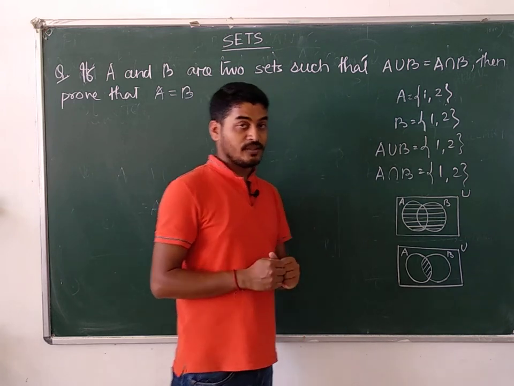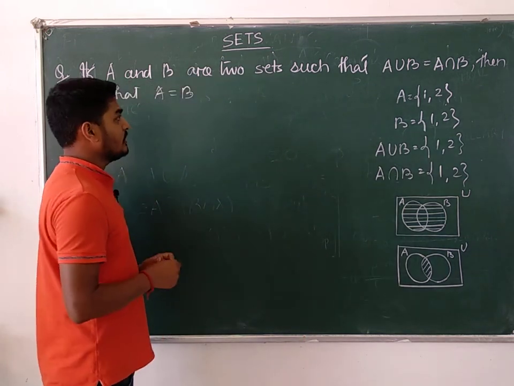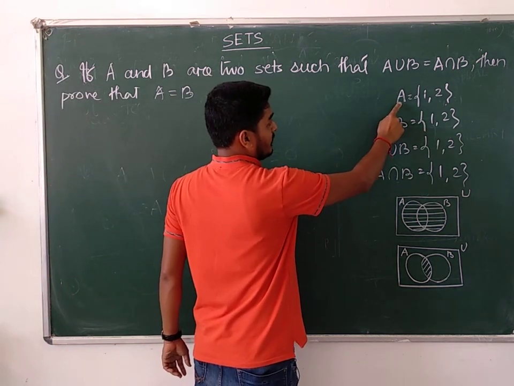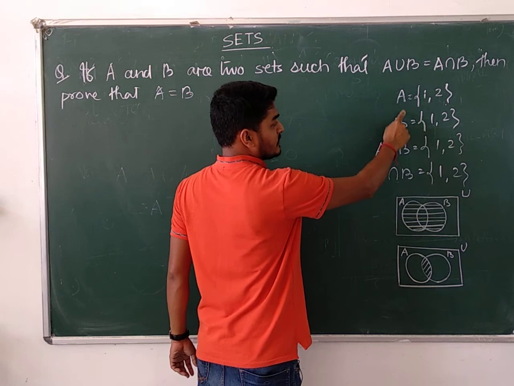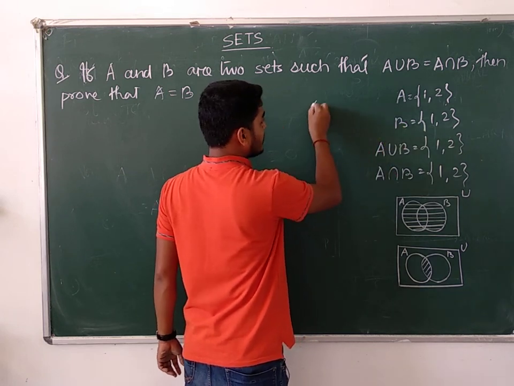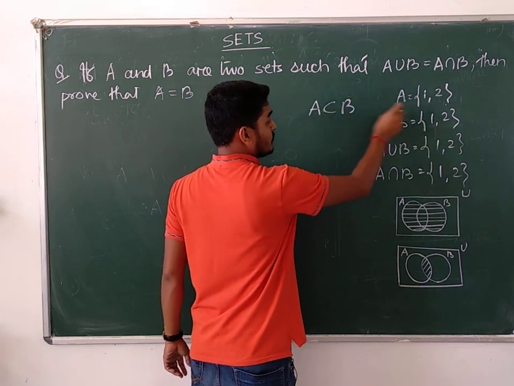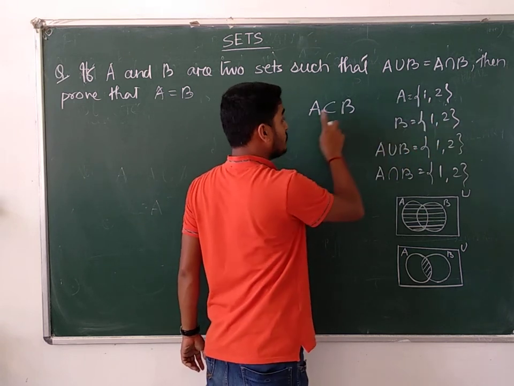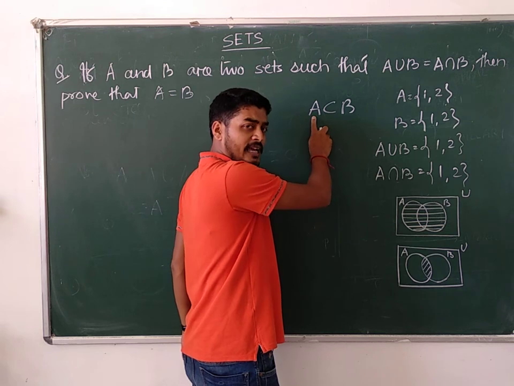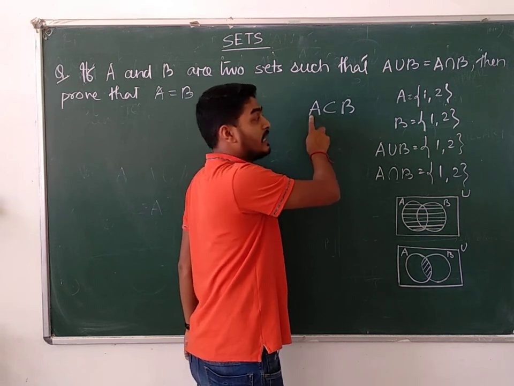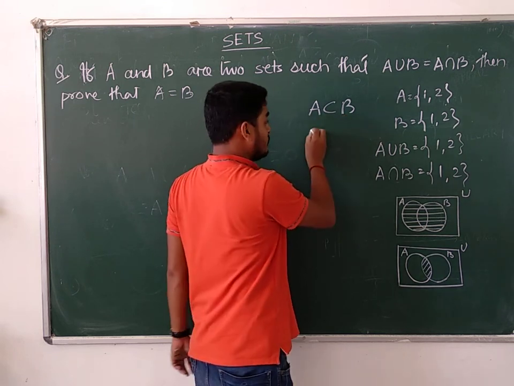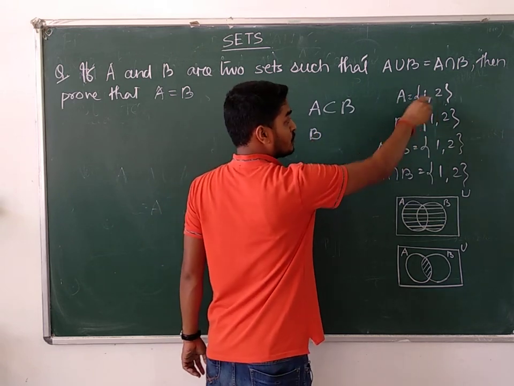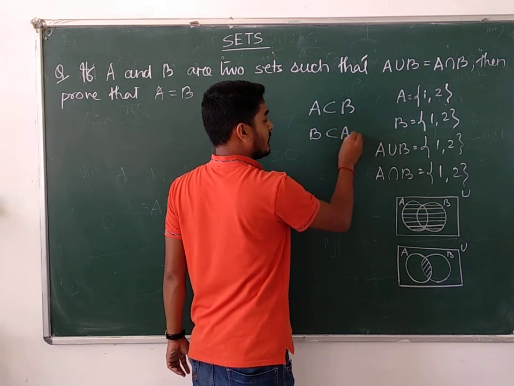So let's try to prove it. How can you prove it? Remember, whenever two sets are equal, you can easily say that A is a subset of B also. Do you know why? Because all the elements of A are also there in B. Whatever elements you consider in A, those elements are also there in B. As well as all the elements of B are also there in A. That means B is also a subset of A.